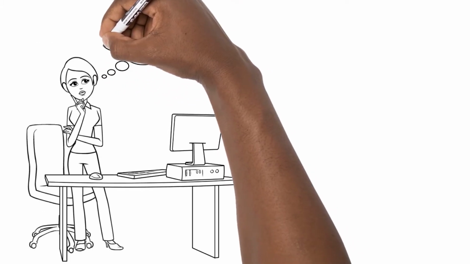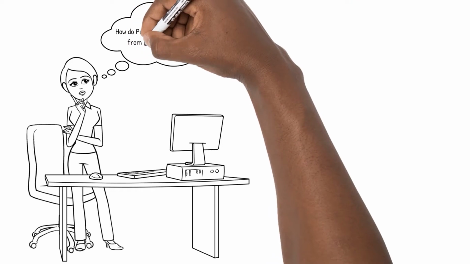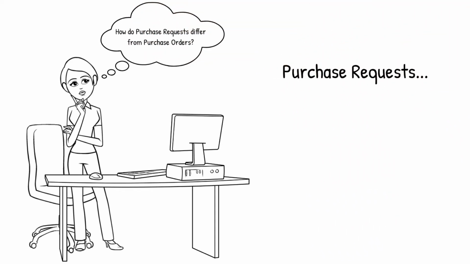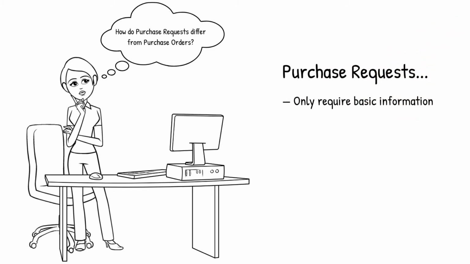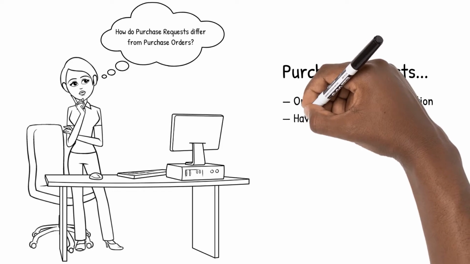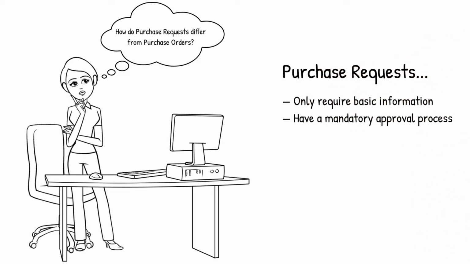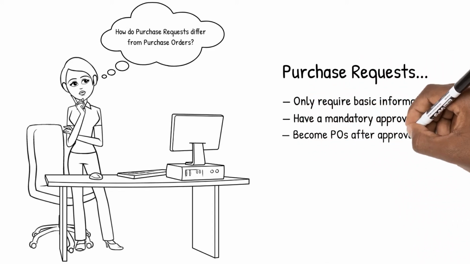The reason for this distinction is because in Limble, purchase requests differ from purchase orders in three primary ways. First, purchase requests only require basic information, such as vendor name, part or service needed, and the reason for the request, whereas purchase orders require much more detail. Additionally, purchase requests have a mandatory approval process, and finally, once a purchase request is approved, it automatically becomes a purchase order.